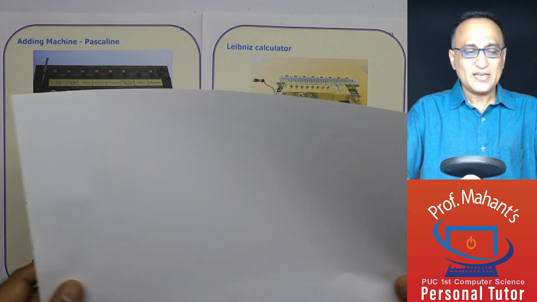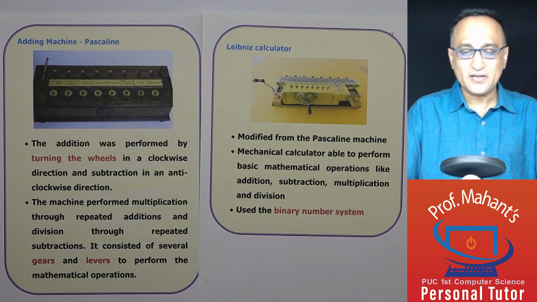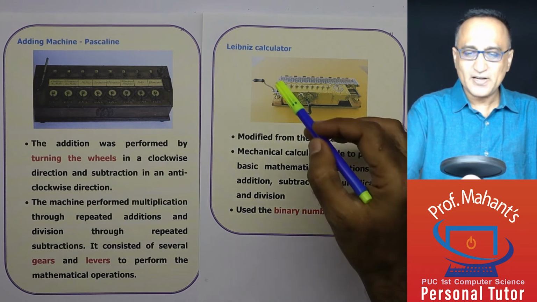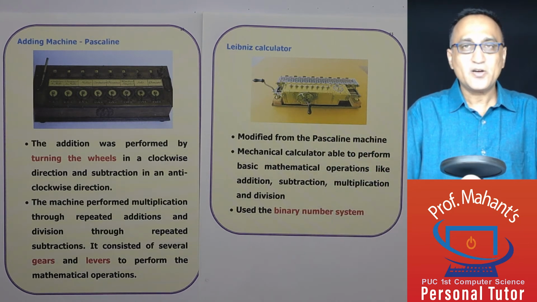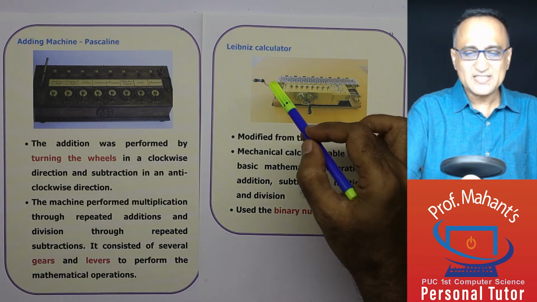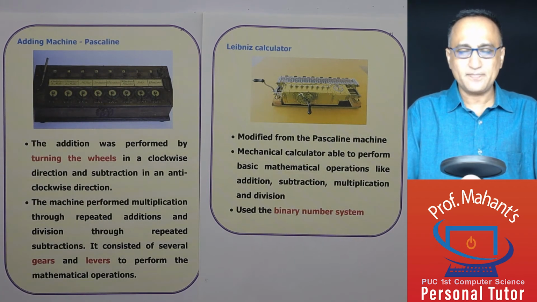The next machine I shall be talking about is the Leibniz Calculator by the German mathematician Gottfried Leibniz. Gottfried Leibniz is the same gentleman who, along with Isaac Newton, discovered different functions in calculus like differentiation and so on. So Leibniz's calculator was an improvement on this adding machine called the Pascaline.